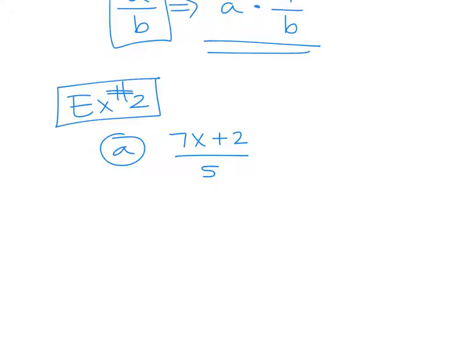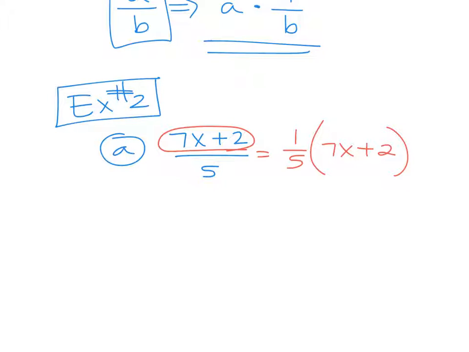I'm going to take that 5. It's a denominator right now, so I'm going to turn it into a fraction by itself. What fraction would it be if there's a 5 on bottom? What are we going to put on top? One. A 1, okay? So we're going to turn this into 1/5 times this top portion, 7x plus 2, okay? And now it's the distributive property.